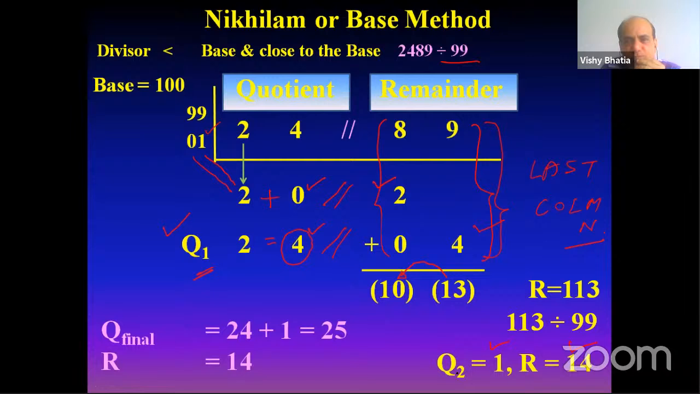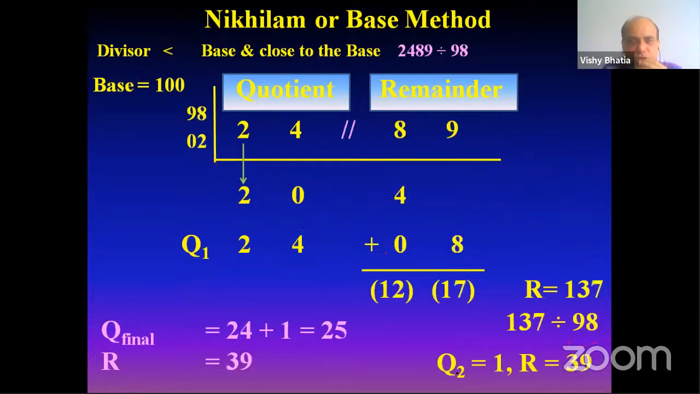Right? Now, let's look at 2489 divided by 98. In the last slide, I had divided it by 99. Charan will tell you about division by series of nines. Same process, I check my base. Base has got 2 zeros, starting from the right side, proceeding towards the left side. I split up my remainder into 2 digits, and the remaining digits go into the quotient bound.